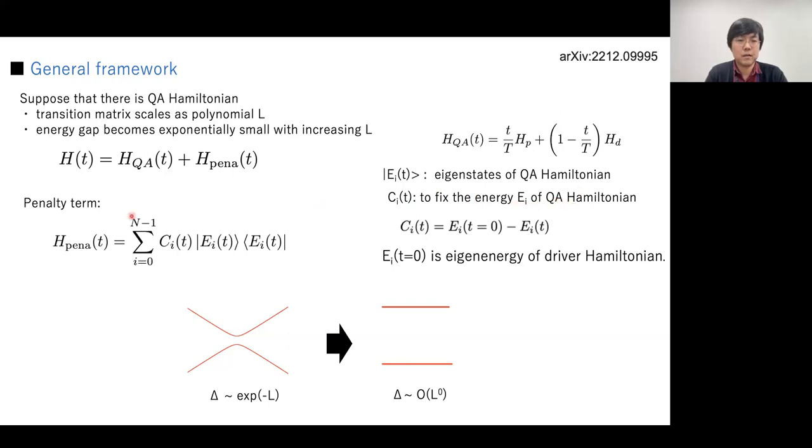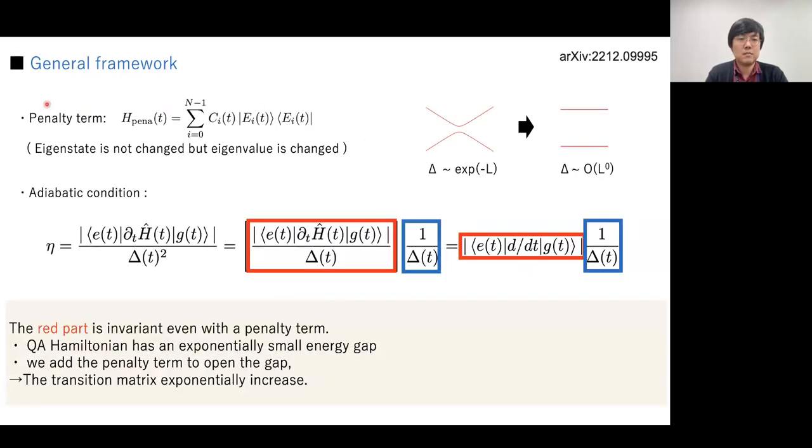So if we consider this penalty term, even if the system has an exponentially small energy gap, this penalty term makes the gap open. And this penalty term does not change the energy eigenstate, but only changes the energy eigenvalue.